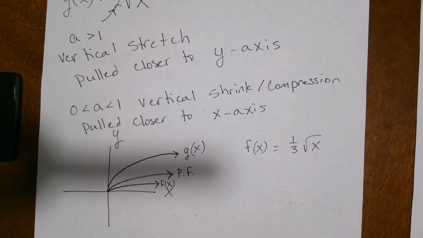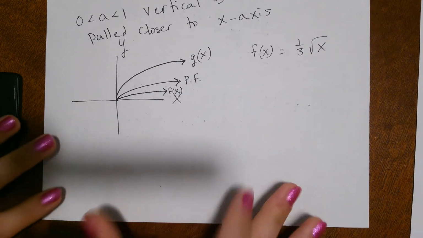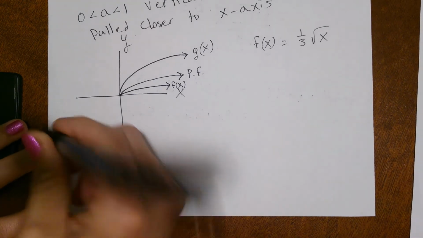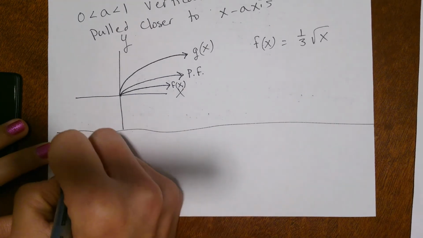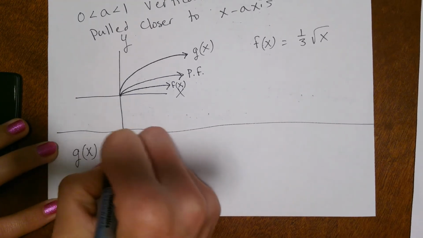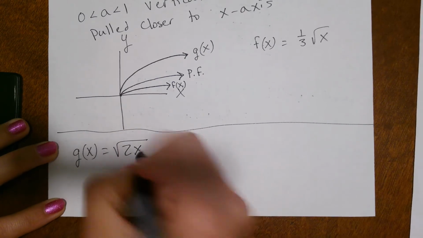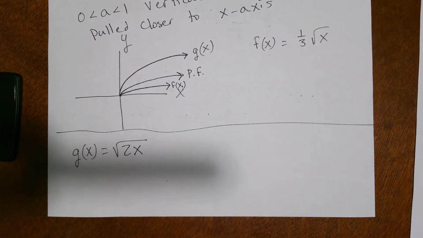Alright, so what happens if that value is on the inside of my parent function? So something like g of x equals the square root of 2x. Notice now that 2 is on the inside. It is still being multiplied though, so I know it's a stretch or a shrink. But now since it's on the inside, it is horizontal.